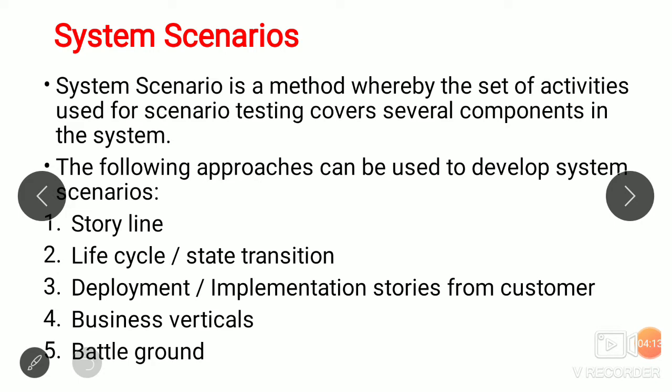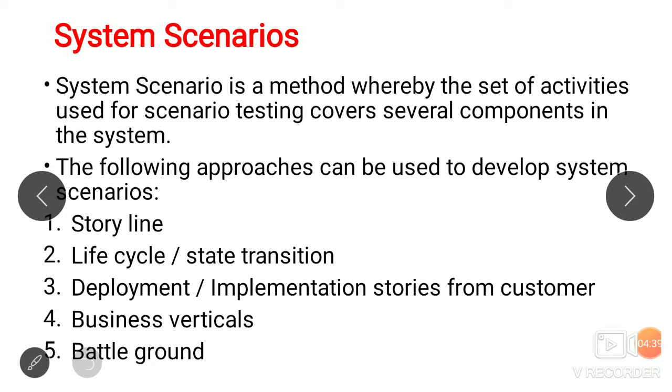Now the second one is life cycle or state transition. In the life cycle or state transition, the object moves from one state to another state. For example, consider an object, derive the different transitions or modifications that happen to the object, and derive scenarios to cover them. We will take an example.